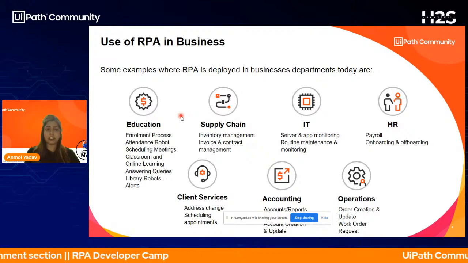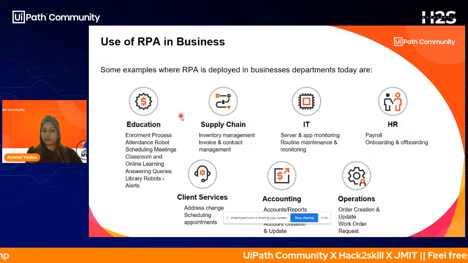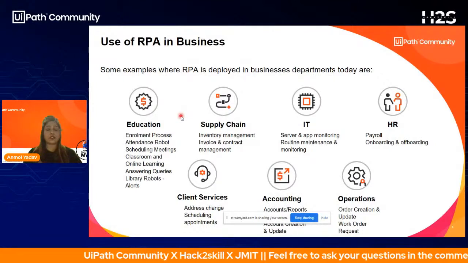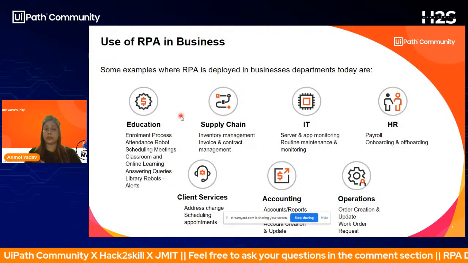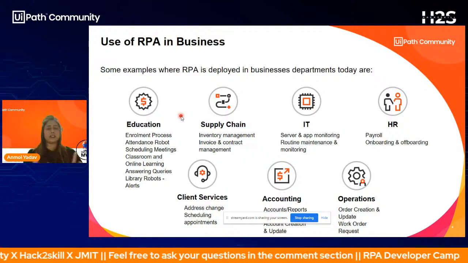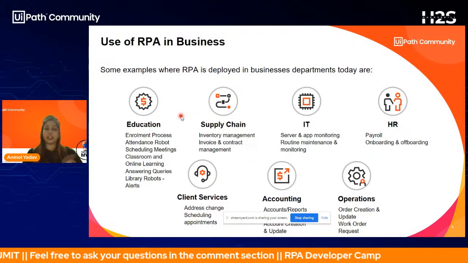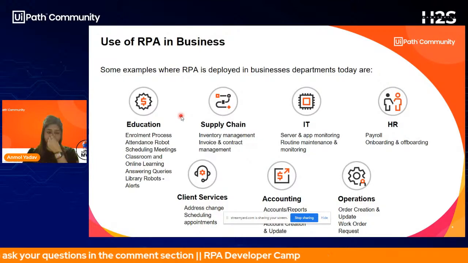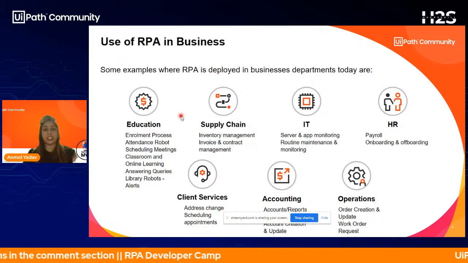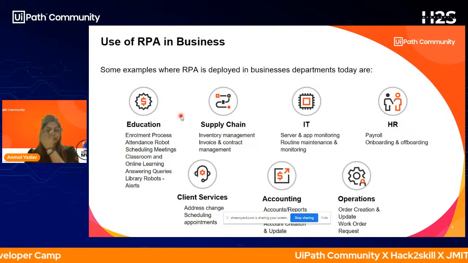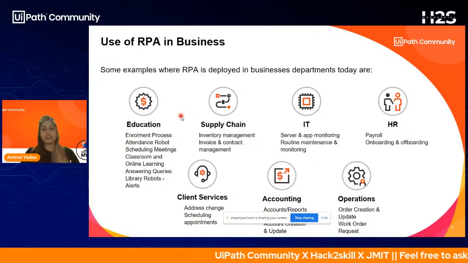Then library robots or alerts, giving alerts on your phone, on your WhatsApp or on your mail about the next upcoming sessions, the next sessionals or the next semester. All these are things that can be implemented using RPA in the educational sector. Of course, you can also try making one or two of these robots for your college as well. Then we have supply chain. So, inventory management.